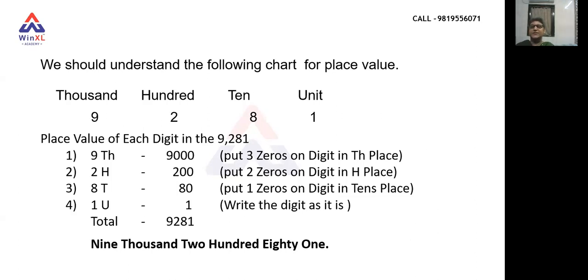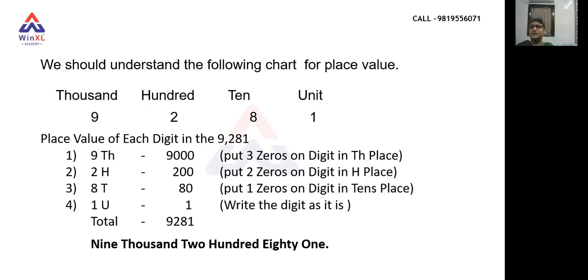Here is one number given, 9281. So we write down the places of each digit on the upper side of each number. That is, 1 is at unit place, 8 is at 10 place, 2 is at 100 place, and 9 is at 1000 place. To write the place value of each digit in 9281, we write 9, as 9 is at 1000 place, so we put 3 zeros on the digit in the 1000 place.